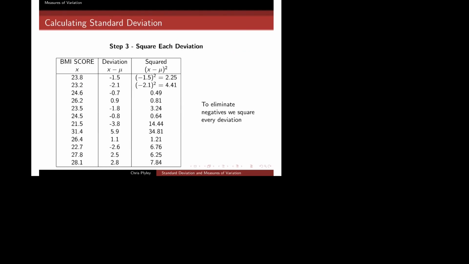Okay, so what's the next step? I have all my deviations. Well, the next step is to square them. I have all these negative numbers in here, and those are ugly, and they don't represent the distance that I want. So to turn them positive, I square them. It gets rid of all my negative signs. This is just an easy step.